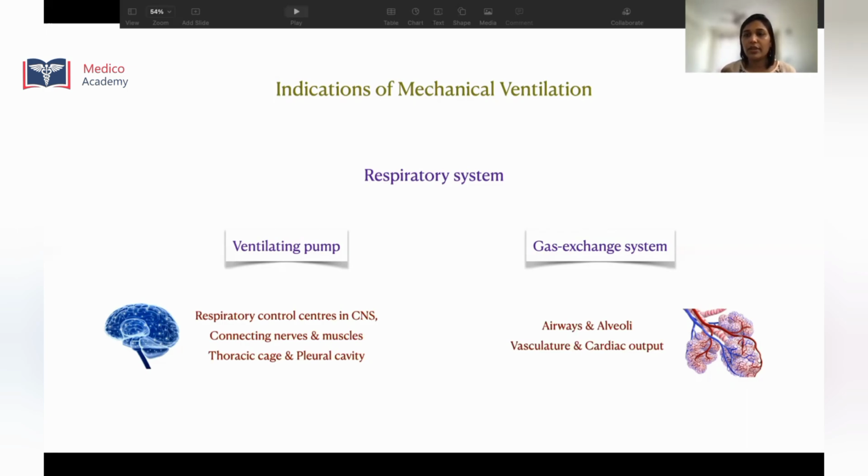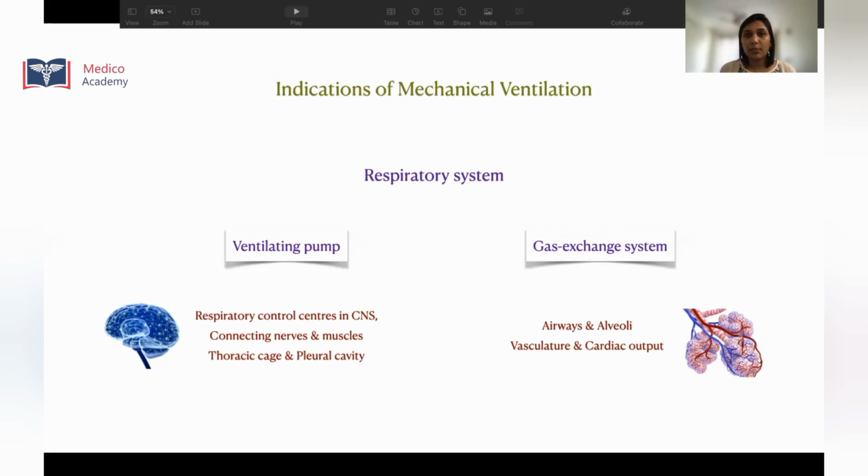Same with a problem with the alveoli. Suppose the alveoli, which are the gas exchange units, get flooded with fluids, for example, as in pulmonary edema or ARDS, then also it is an indication for mechanical ventilation. Problem with pulmonary vasculature, a very good example would be pulmonary thromboembolism, where the entire vasculature is shut and there is no gas exchange happening over there. So you need to buy time till the clot is anticoagulated or thrombolysed.